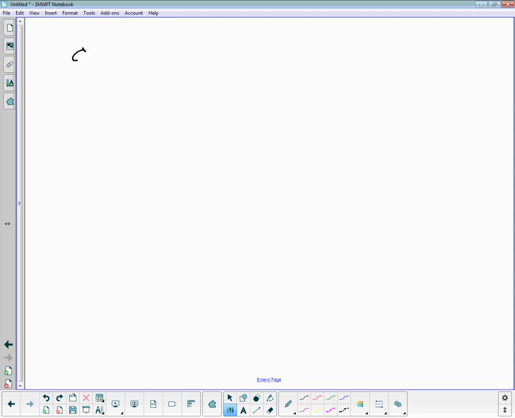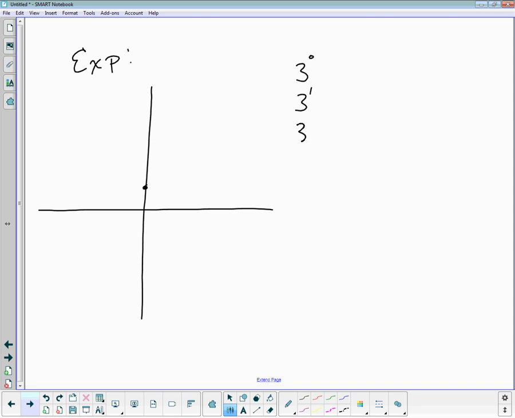Now, an exponential, again, same thing is basically going to apply. If we're doing base 3, again, it's 3 to the 0th, 3 to the first, 3 squared, 3 to the third. And now go over 1 and up 3. Go over 2 and go up 9.